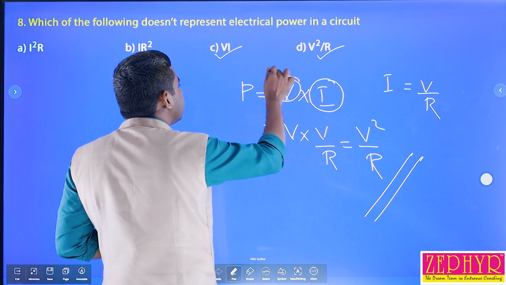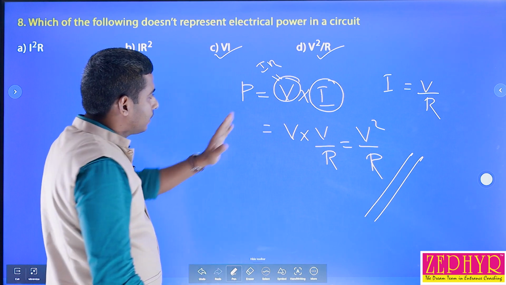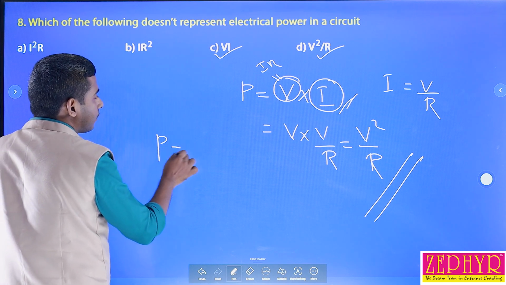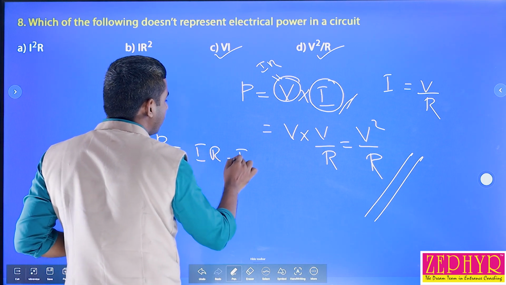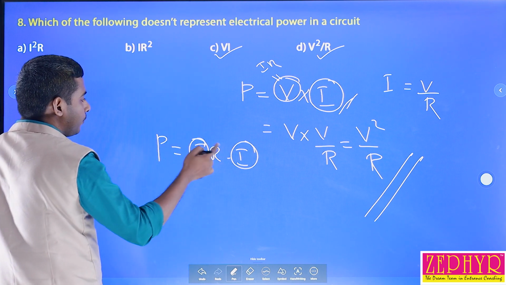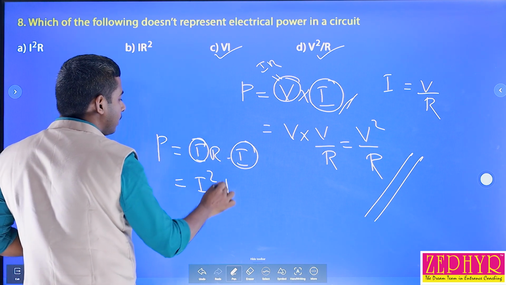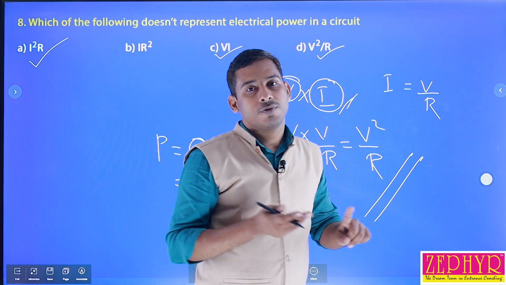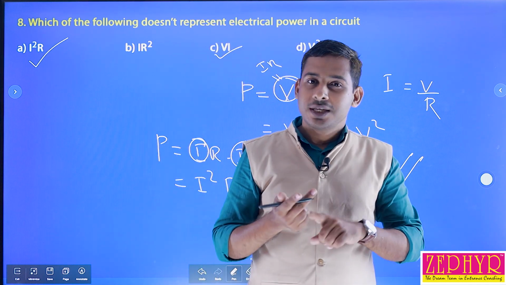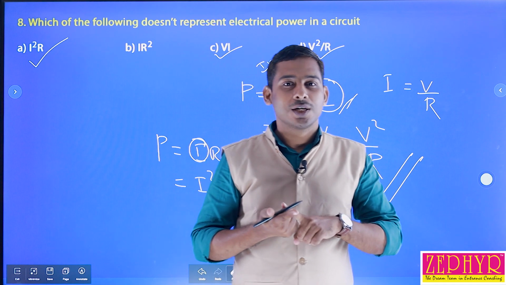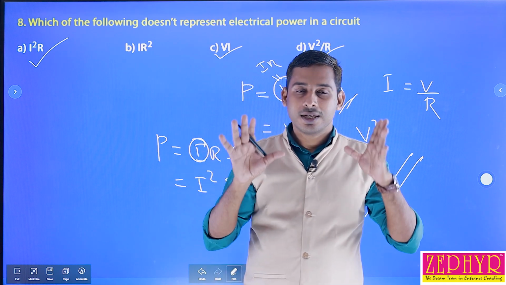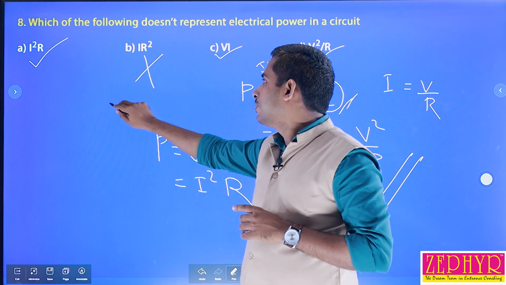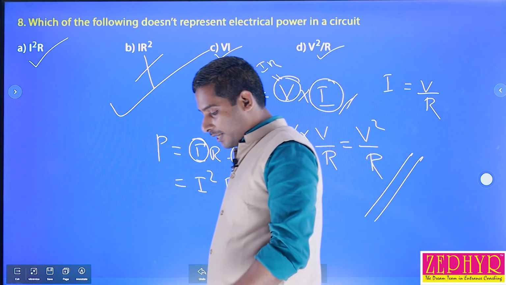From Ohm's law we can say V equal to I into R. This I is the same, without any change. So P equal to I R into I. So what is I into I? That means I square. So our equation becomes I square R. So this is also correct. That means option number one is correct, the third one is correct, and the fourth one is also correct. Only the second one, I R square, is not coming. So that is the exact answer to the 8th question.